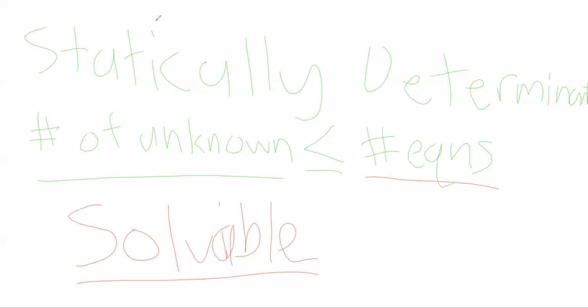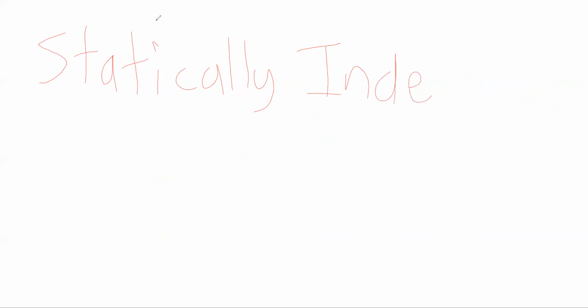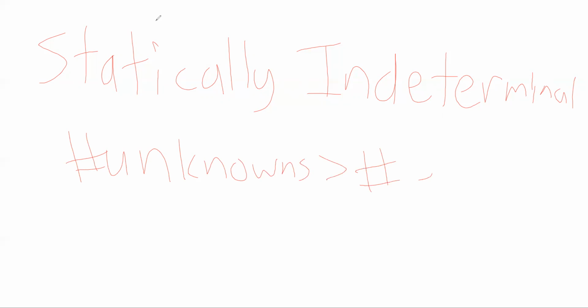The next type of situation that we can have, which is less fun, is statically indeterminate. And essentially what statically indeterminate means is that the number of unknowns is greater than the number of equations. And this means we need to find a way to get more equations to solve the system. So this means number of unknowns is greater than the number of equations. And this is a sad situation because then we need to figure out more equations. We can't use the equilibrium equations.